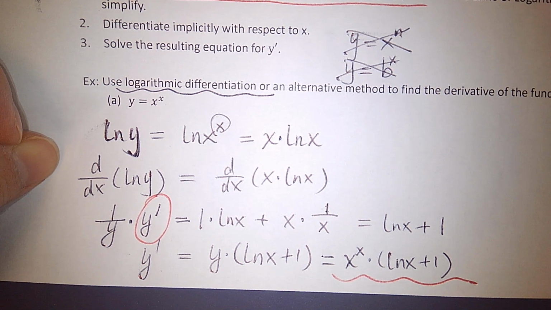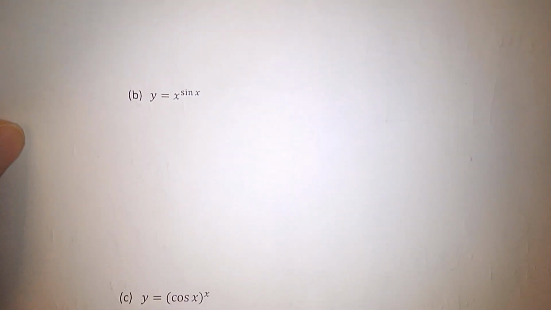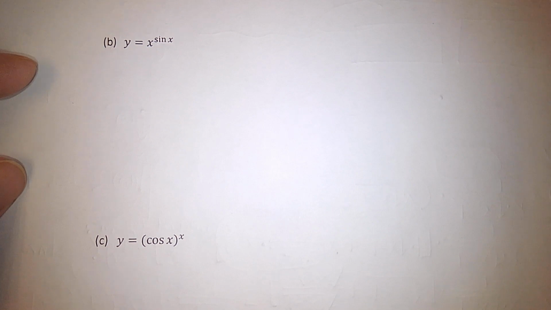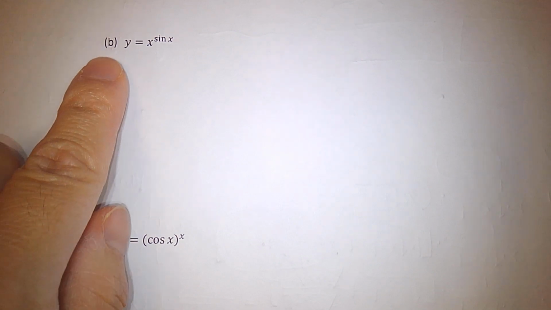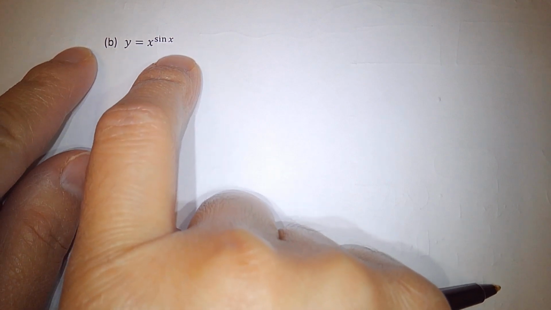Can we try another question? From this example, you should already have a brief idea about how to do log differentiation. The key steps are: Step 1, take the natural log of both sides. Step 2, differentiate both sides with respect to x. Step 3, solve for y prime. Okay, so question B, find the derivative of this function by using log differentiation.